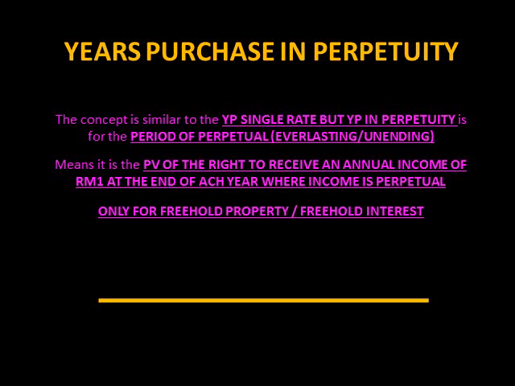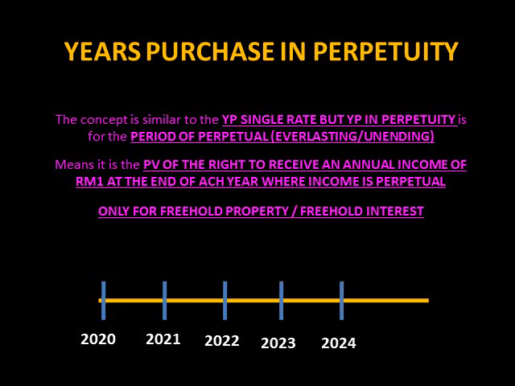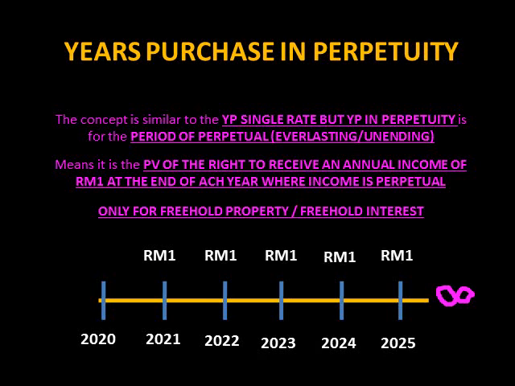This is the timeline to show how YP in perpetuity can be portrayed. The income will be received every year, for example 2020, 2021, 2022, 23, 24, 25, and so on. We will receive it every year for perpetual time. Now we want to calculate the present value.